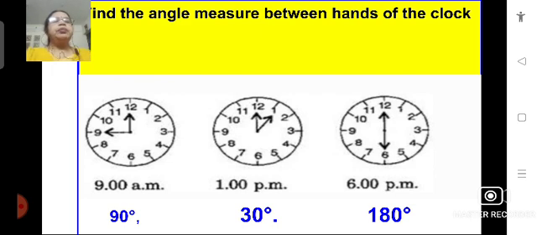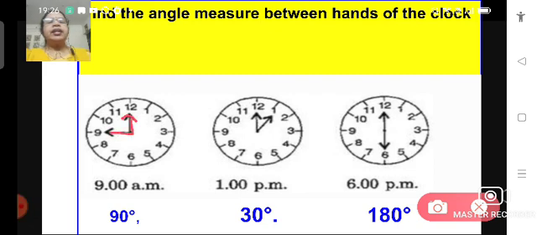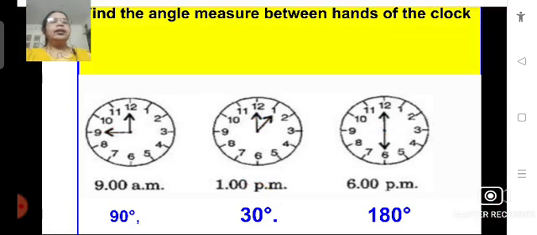Now find the angle measure between the hands of a clock. When we have 9 am, that means one of the hands is at 12 and one is at 9, we can see the angle is 90 degrees. When it is 1 pm, that means one hand is at 12 and another hand is at 1, that means it is a 30 degree angle. And when it is 6 pm, then it is a straight angle, that means 180 degrees.